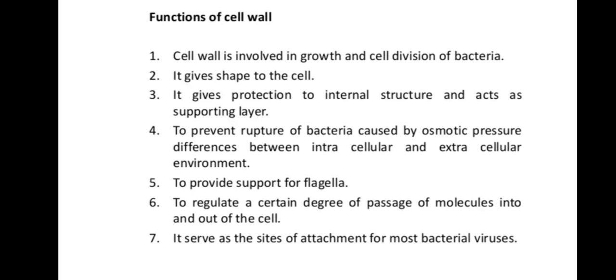Functions of cell wall. Cell wall is involved in the growth and cell division of bacteria. It gives shape to the cell. It gives protection to internal structure and acts as a supporting layer to prevent rupture of bacteria caused by osmotic pressure differences between intracellular and extracellular environment, to provide support for flagella, and to regulate the certain degree of passage of molecules in and out of the cell. It serves as the site of attachment for most bacterial viruses.